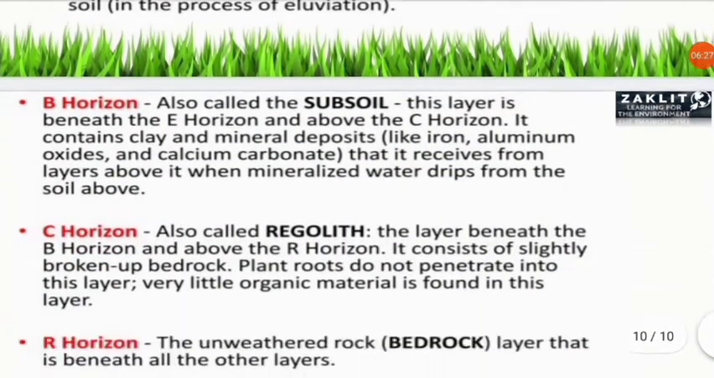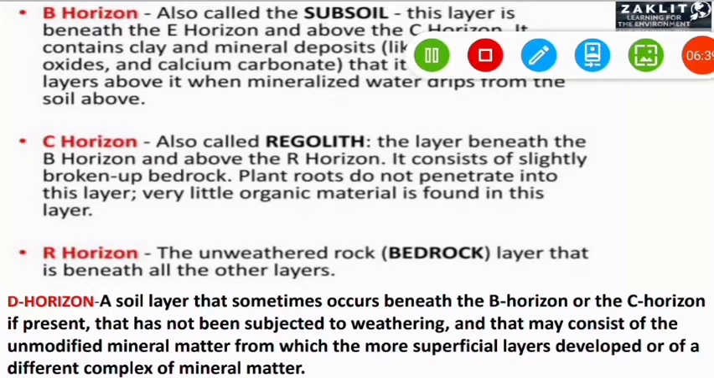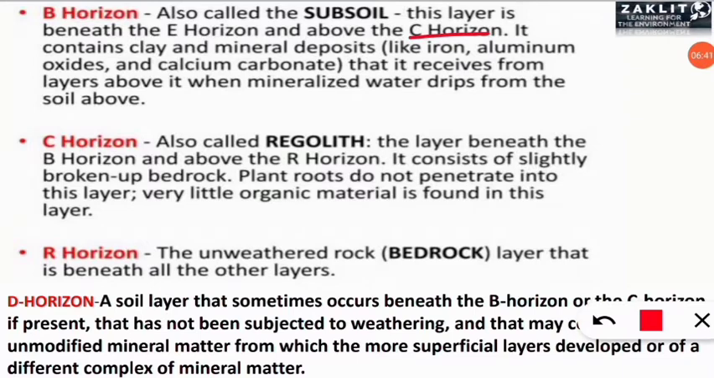Next we will see about the B horizon. So the B horizon is also important because it is called the subsoil, and questions are asked about which is the subsoil region. It is the layer beneath the E horizon, as we have discussed, and above the C horizon. So this contains clay and mineral deposits like iron, aluminium. Aluminium will be in the form of aluminum oxides, and calcium carbonate forms. So where does it receive these minerals from? From the layers above it.